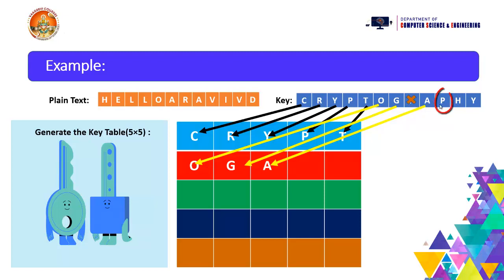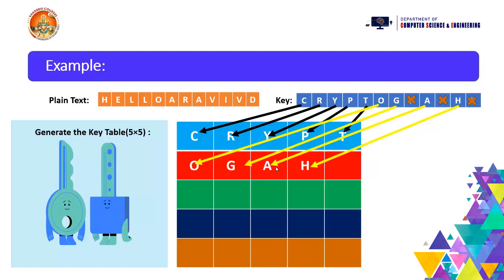Next, P is also repeated. That's why we are going to omit this P and jump to the next character H. We are going to copy this H into our key sequence. Next, Y is also already repeated here, so we are omitting this Y. We have some empty slots in our key sequence. So what do we have to do? Simple. Fill the remaining alphabets from A to Z which are not available in our key sequence.